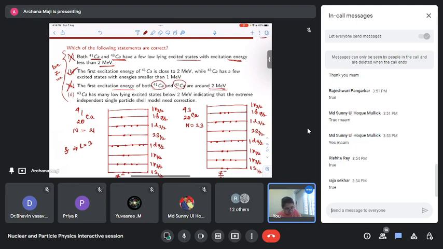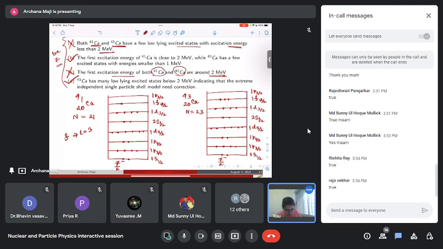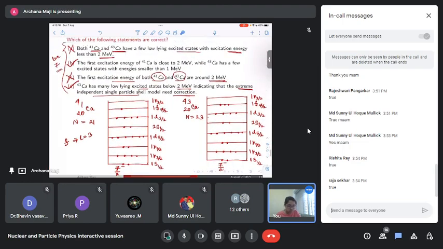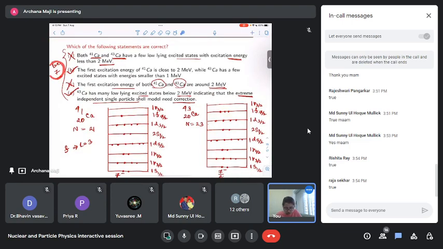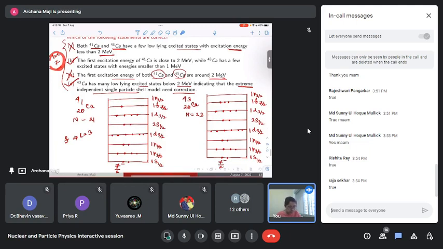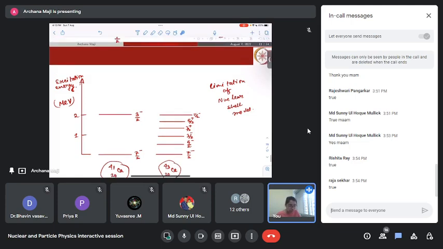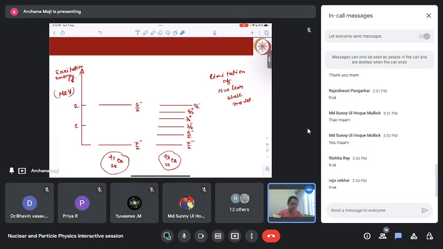So that is incorrect, and this option is correct because calcium 43 has many low-lying excited states below 2 MeV. That indicates that the extreme independent single particle shell model needs some correction, and that correction is that we need to consider all these unpaired neutrons and not just one unpaired neutron, as we do in the extreme independent single particle shell model. When you watch the 7th lecture of week 3, this entire thing is explained there, so you will understand it, and if any more doubt is there, then we can discuss it in the next assignment session again.